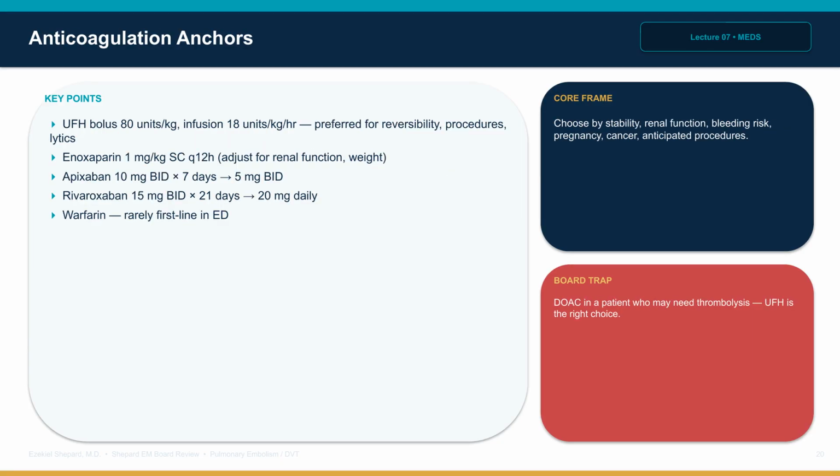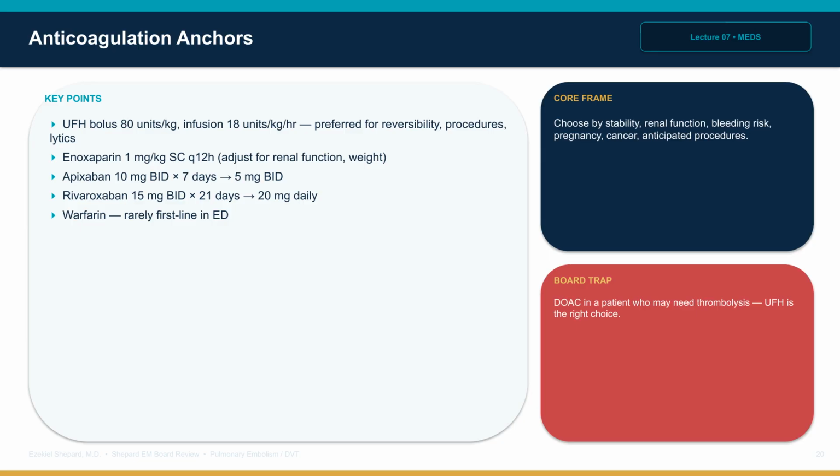Anticoagulation choice depends on stability, renal function, bleeding risk, pregnancy, cancer, and whether procedures or thrombolysis may occur. Unfractionated heparin is preferred when reversibility, procedures, or thrombolysis is anticipated. Bolus is 80 units per kilogram. Infusion is 18 units per kilogram per hour, titrated to anti-10A or PTT. Enoxaparin is 1 milligram per kilogram subcutaneously every 12 hours, adjusted for renal function and weight.